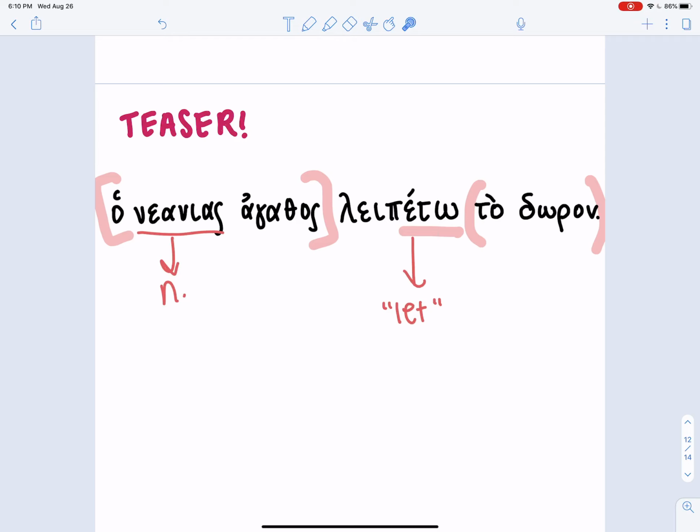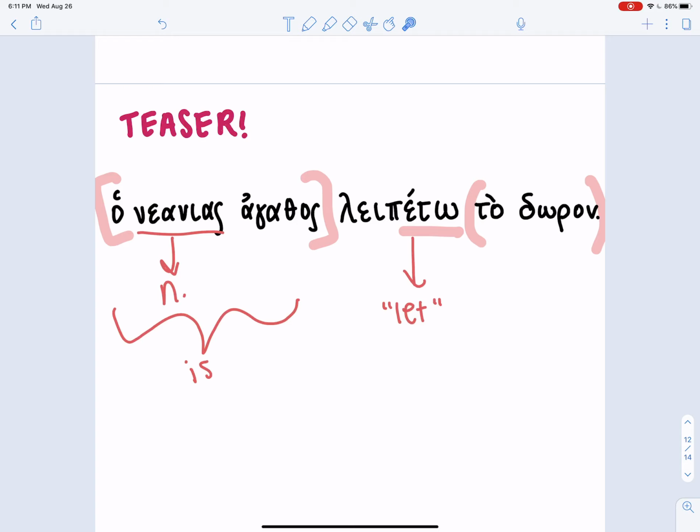So we know that here agathos is in predicate position, and we learn to translate predicate position as the noun is adjective. So here, neonios means youth. So the youth, or boy, is agathos, we just learned means good. So the boy is good, the boy who is good. Lepeto ta doron. So let the boy who is good leave behind ta doron. Doron, we just learned, means gift.